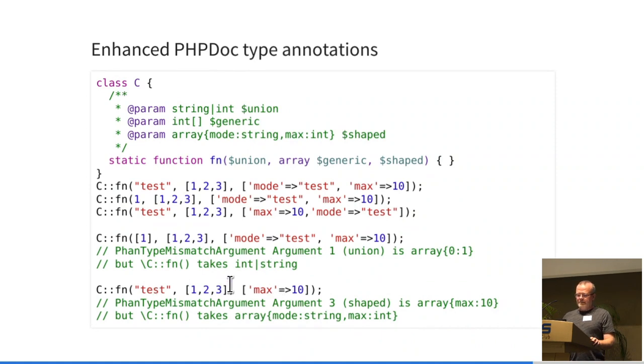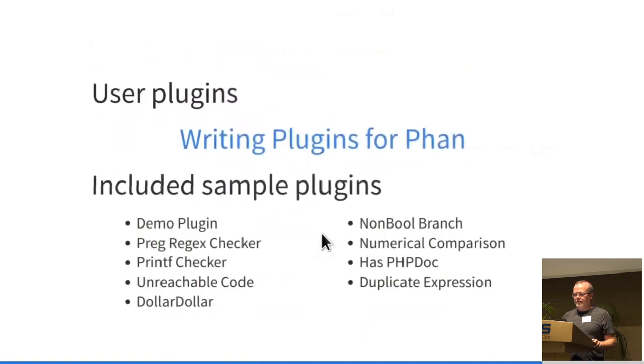And then in this case, I'm passing in an array, but I don't pass in an array that has mode in it, right? And here again, we get an error that's quite precise that says this is the shaped argument, and you're passing in just max 10, but it takes an array that has mode and max. So that's the type of errors you can expect to see from Fan.